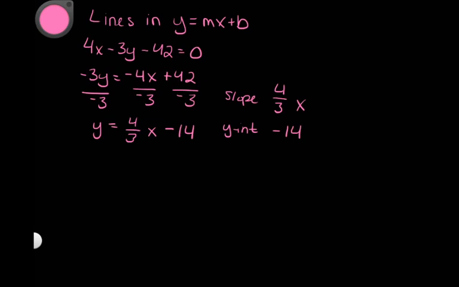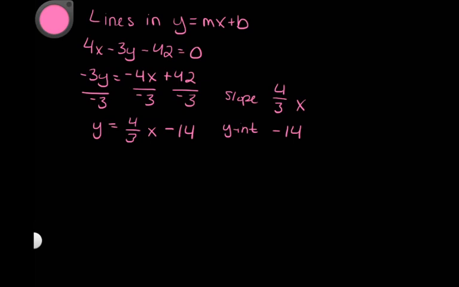Okay, the next question was similar. It said that there is a perpendicular slope. I'm going to read the question. Determine the equation of the line that is perpendicular to line 2x plus 5y minus 10 equals 0 and passes through the point 8 and negative 1. The first thing that we're going to do here is rearrange this and get the equation of the original line.